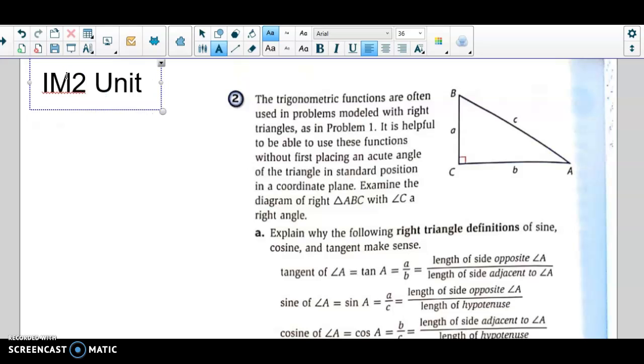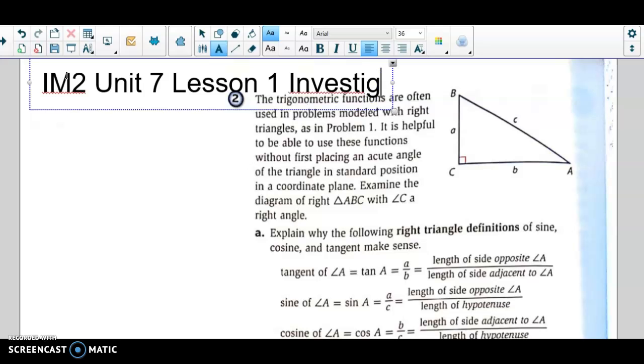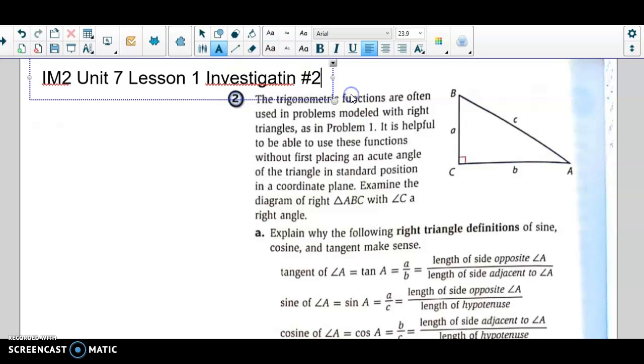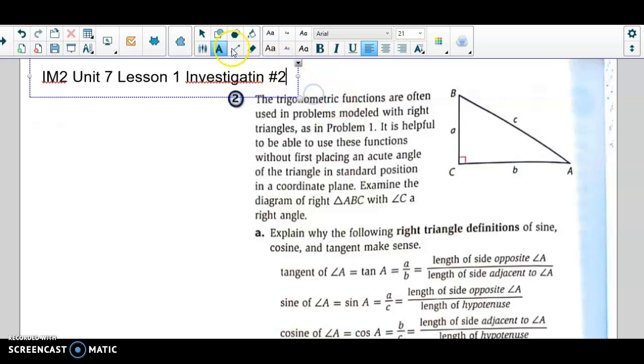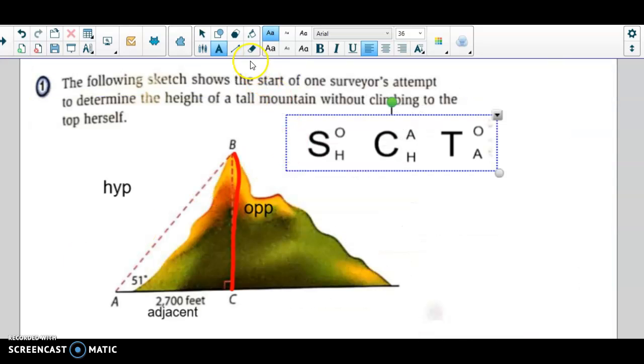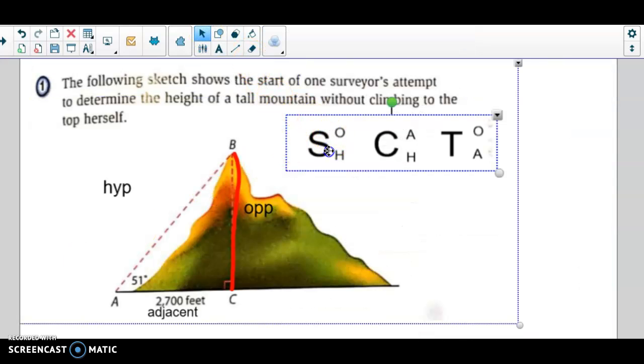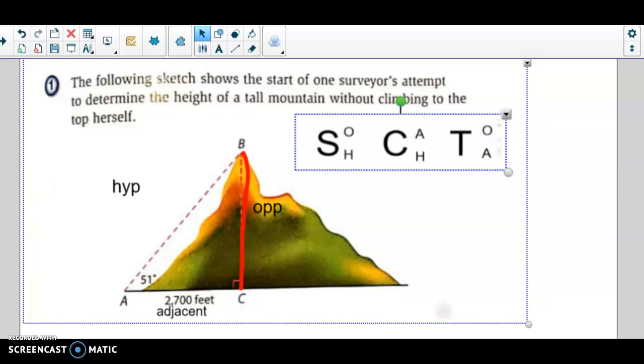This is IM2, and we're in Unit 7, Lesson 1, Investigation number 2. All right, today we're talking more about SOHCAHTOA. So yesterday we looked at this problem and we looked at this acronym, and we're just going to be applying it to a couple different things.